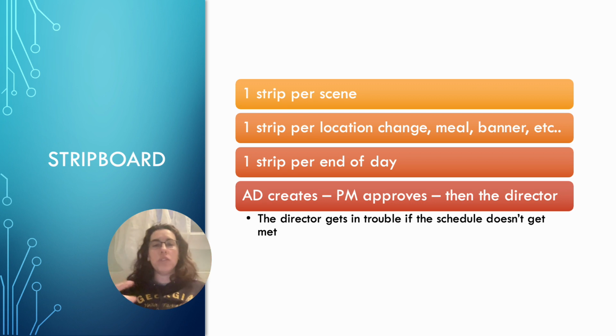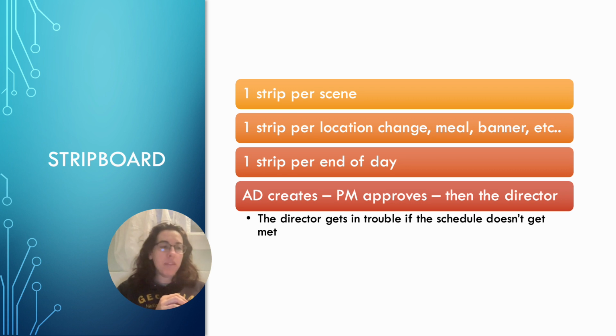And then there's one strip, basically the space of a strip, at the end of the day, that says how much shooting time there was, or scheduled shoot time there was, and how many pages were done. So the AD makes it, the production manager approves it, then the director approves it. A lot of times the producer also will review it first, but the director is the one who gets in trouble. The director is the one whose head is on the block if the shooting schedule doesn't get met.